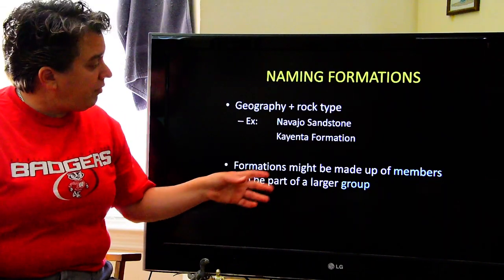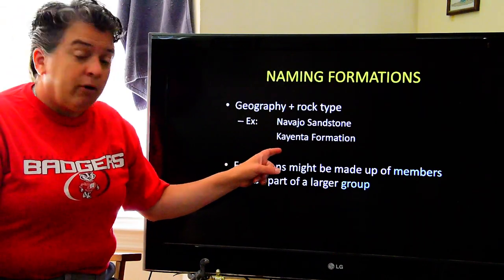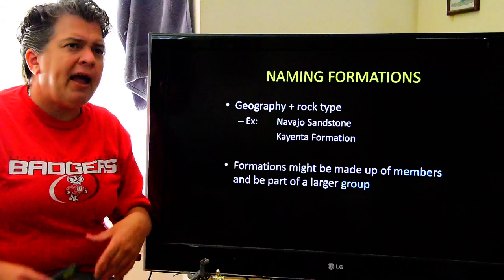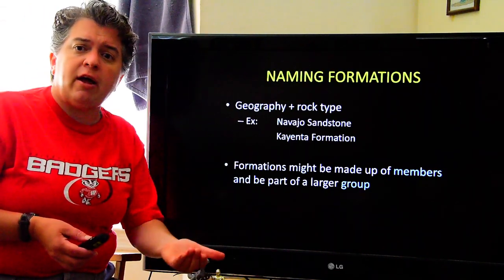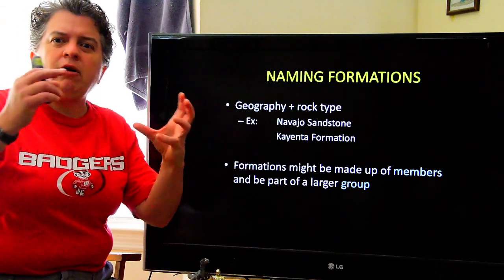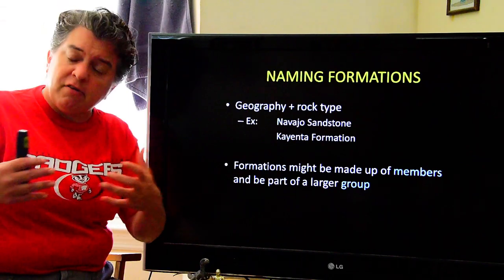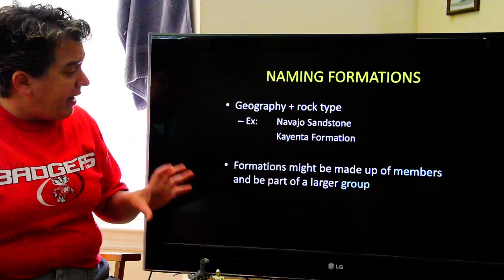One of the rocks near there is called the Kayenta Formation. Well, where it was first described was near Kayenta, Arizona. And it's a mix of both sandstone and siltstone and shale. So it's not really one rock type in general, so we just say formation because it's a mix of a few rock types. So that's how they get their names.